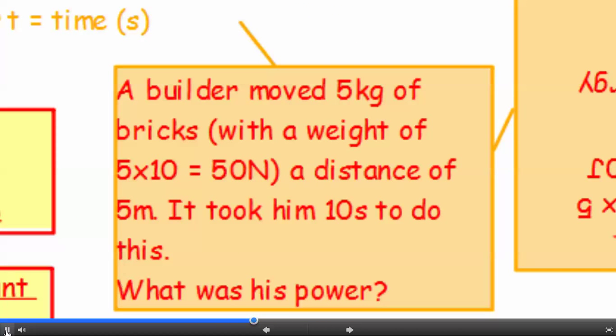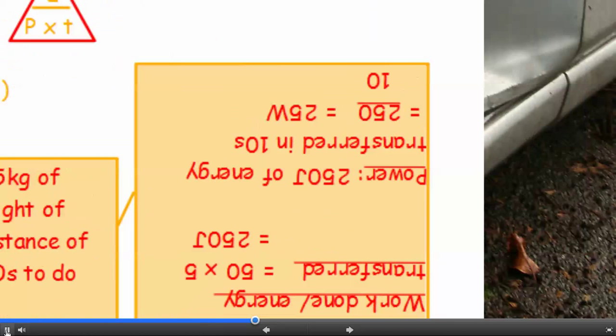So try this. A builder moved 5 kilograms of bricks. So 5 kilograms was the mass. So the weight of the bricks was 5 times 10, because g is 10, isn't it? So 50 newtons is the weight. And he moved it a distance of 5 meters. It took him 10 seconds to do this. So what was his power? So pause the video and you'll have to turn it upside down to get the answer.